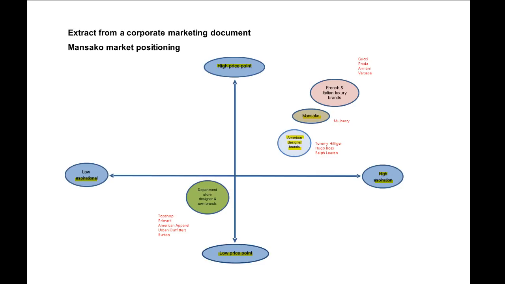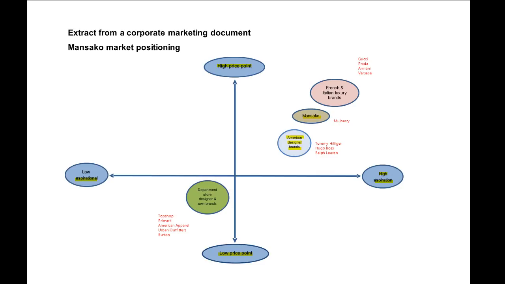So we've got to really get our heads around this and figure out what exactly Mansako can do to make sure that they aren't just skipped, so people aren't going for American brands or French and Italian luxury brands. How can Mansako differentiate themselves? Do they need to change their location in this and maybe move to a higher price point and try to compete with the French and Italian luxury brands? That's what they tried to do before, and it didn't seem to work out. So maybe they need to consider a lower price point, but maintain that slightly higher aspiration.